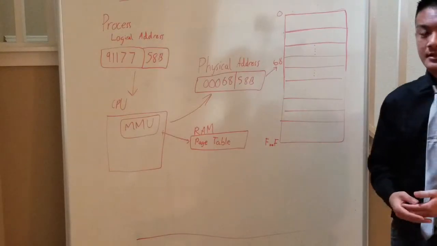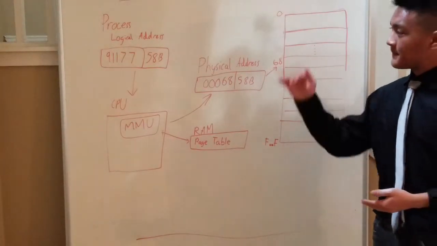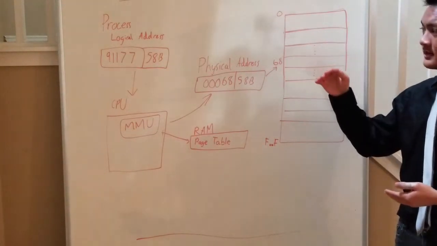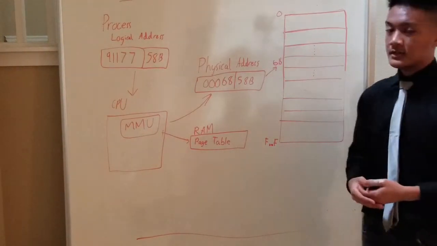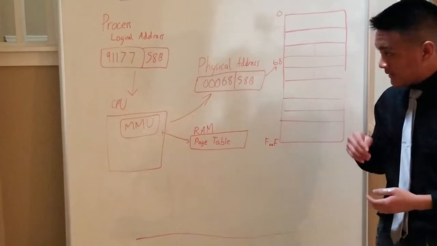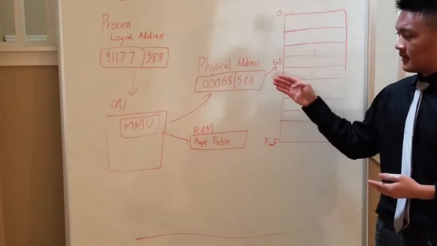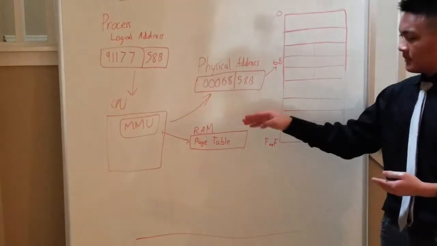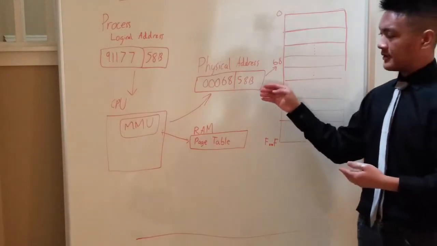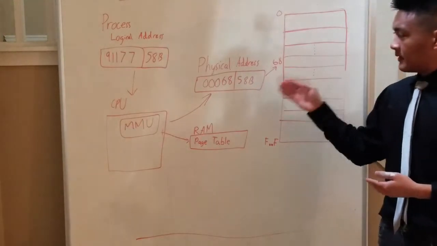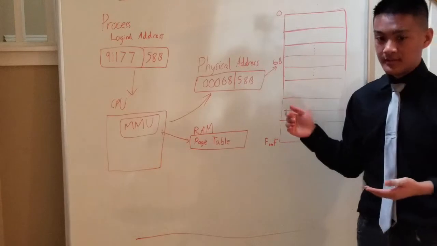All right, so what does this all mean in the grand scheme of things? Branching off the example that we just did, our process is requesting data from its logical memory at logical address 9117758B. However, in reality, the CPU is going to take that logical address and give it to its MMU, where the MMU will go to RAM, look at the page table, and get the physical address translation. With the physical address, it's going to look at that address in physical memory and return the data there.